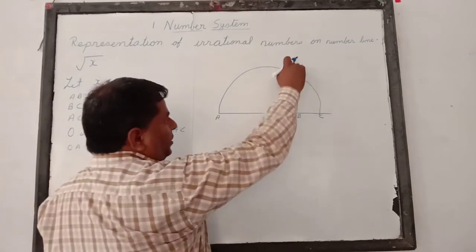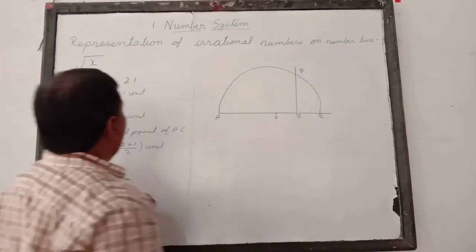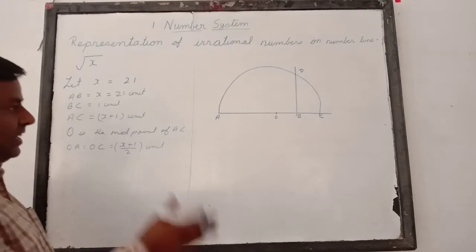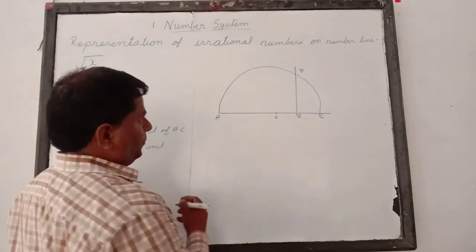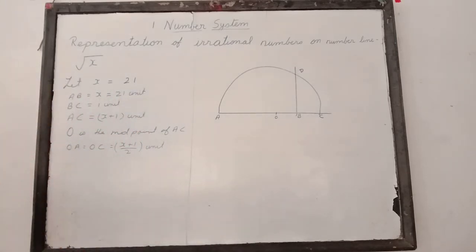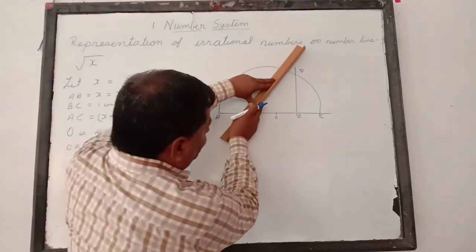So now we have BD. Actually, this BD is root x. How? That is what we are going to prove mathematically. So next we can join OD.